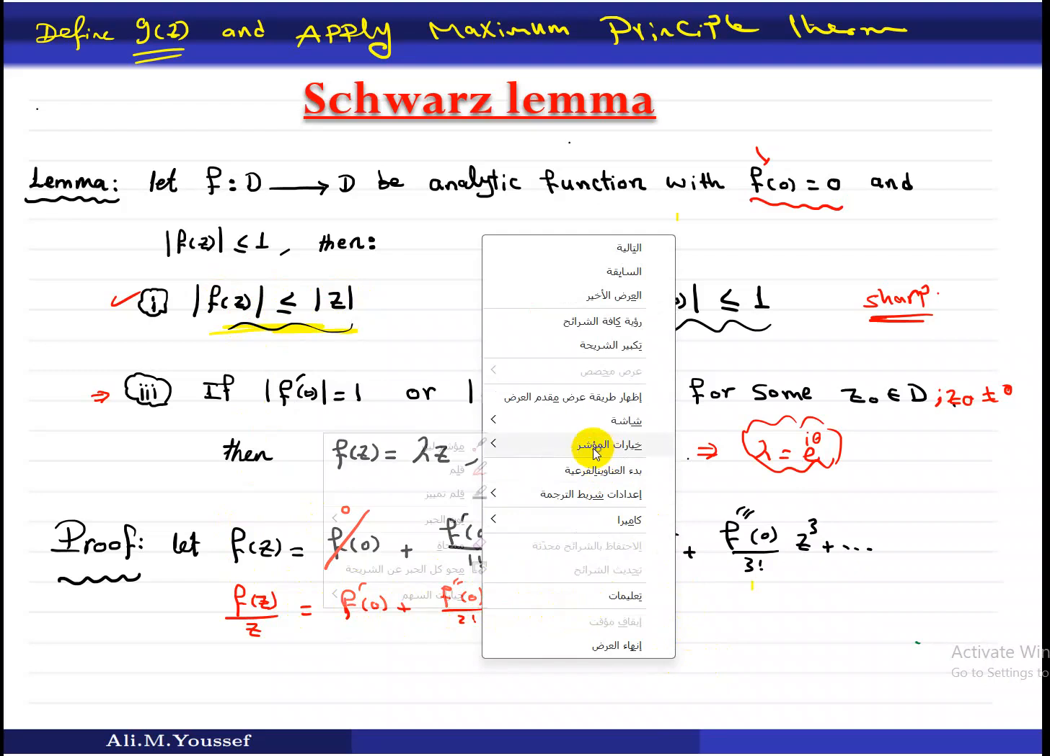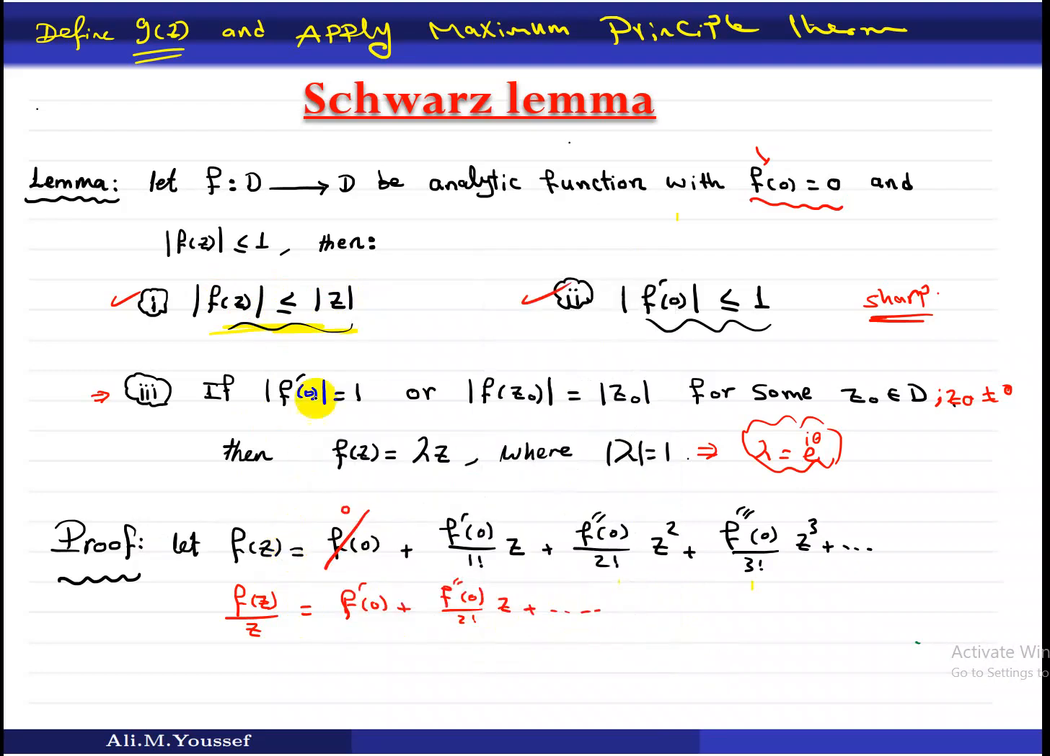So now the idea, how can we construct the function g? Let's define g(z). What's g(z)? We can derive it from this part. We can write it as f(z) over z. Why do I choose this function? Because I want to prove |f(z)| less than or equal to |z|. It means that |f(z)/z| is less than or equal to 1. So I want to construct the function g. And here z is not equal to 0 because we divide by z.